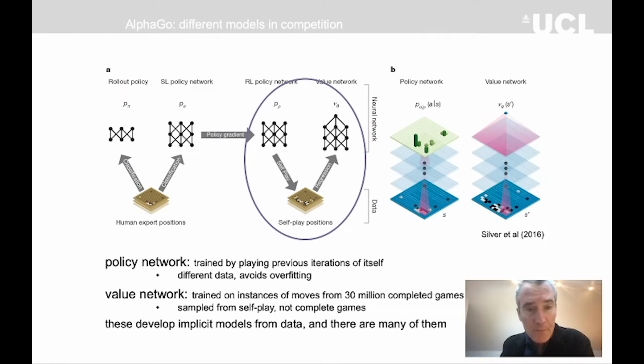But over the course of training, it's quite important, there are actually many different versions of these, particularly the policy network. It's actually trained by playing on previous versions of itself. This avoids overfitting, but the point here is that you've got different data that's involved. So you've got many different networks, but they're all communicating by producing and reading states of the board, actual instances of gameplays, actual games or particular states of games. This is the data. And this is what's passed around from network to network in the training process and, of course, in the process of play. These develop an implicit model of that data. And there are many different models, particularly important in the different policy networks that play each other in training.